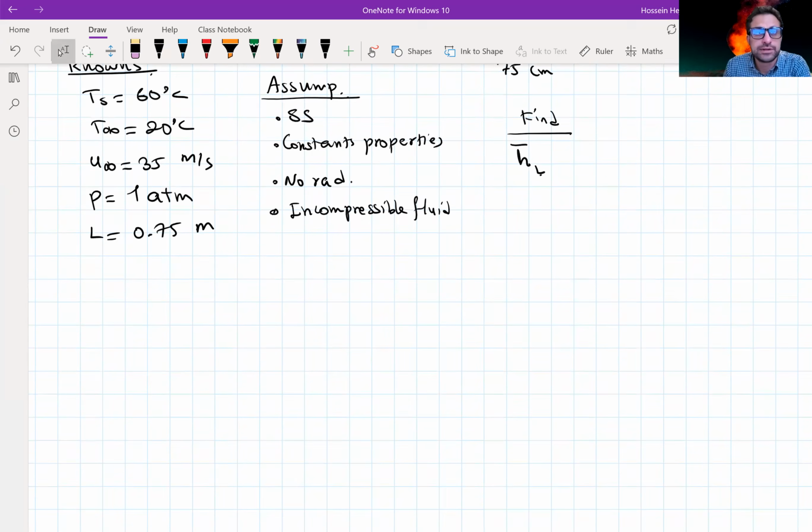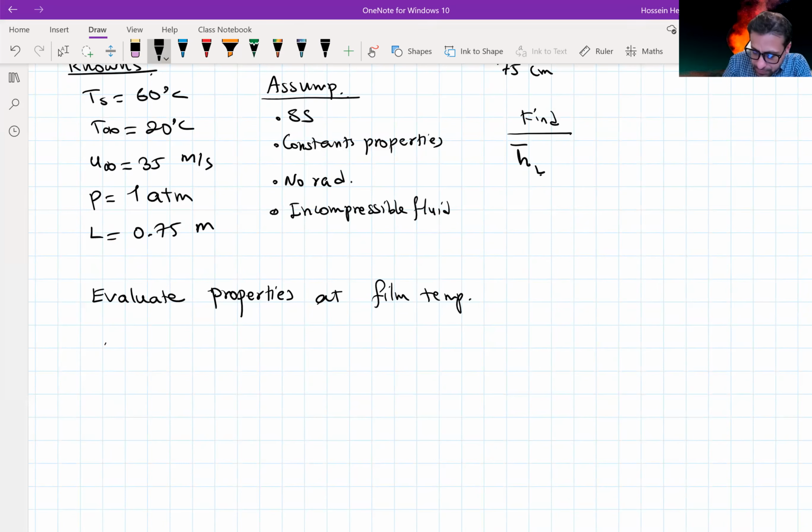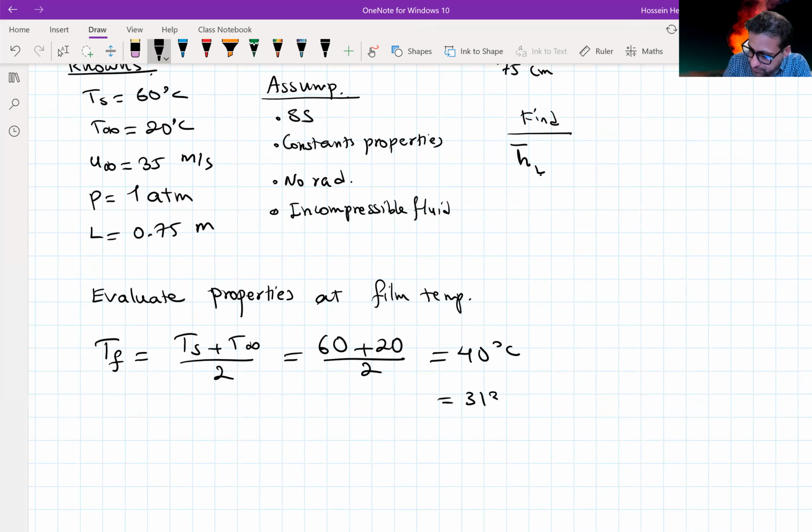So first things first, we need to find out properties. Now we evaluate fluid properties at film temperature. So Tf is Ts plus T infinity divided by 2, 60 plus 20 divided by 2, is going to be 40 degrees centigrade, which is equivalent to 313 Kelvin.